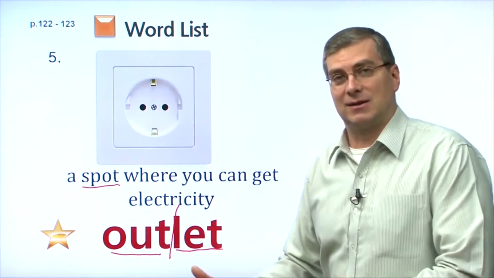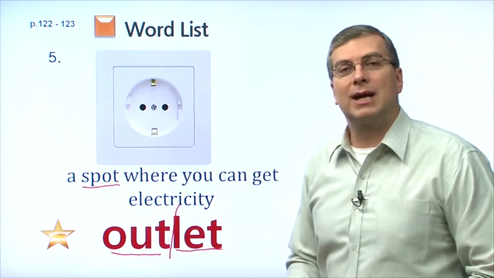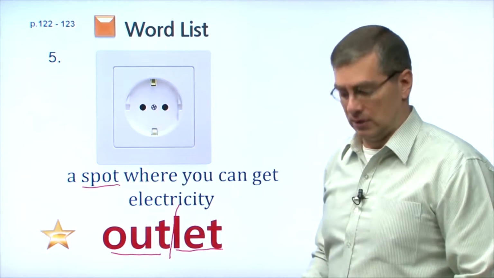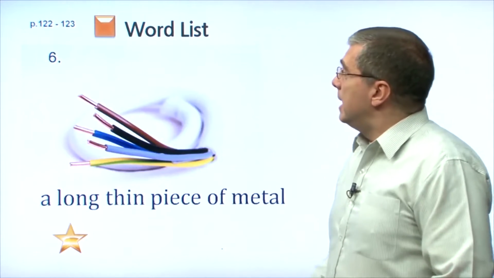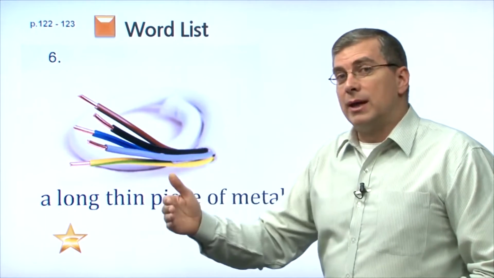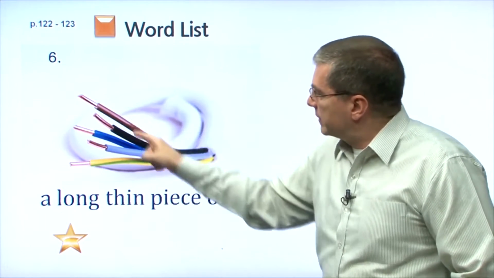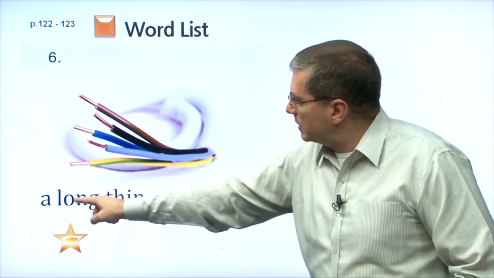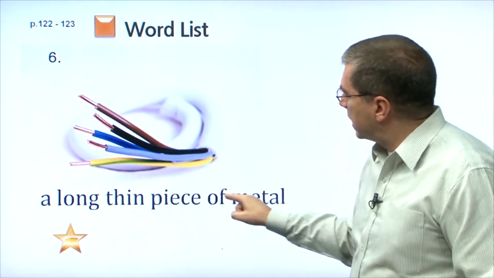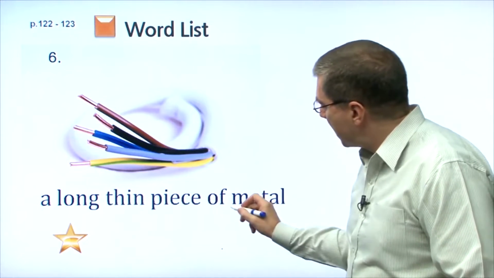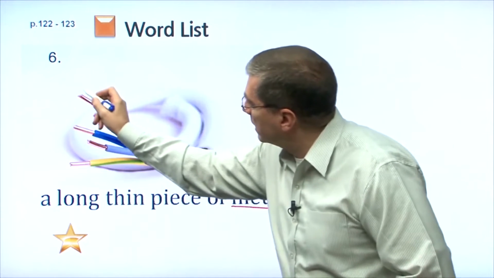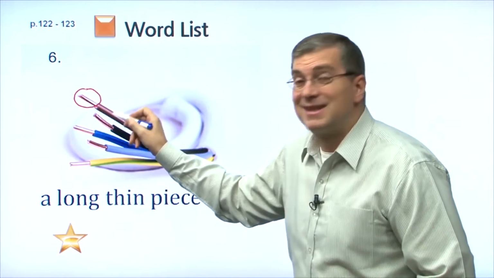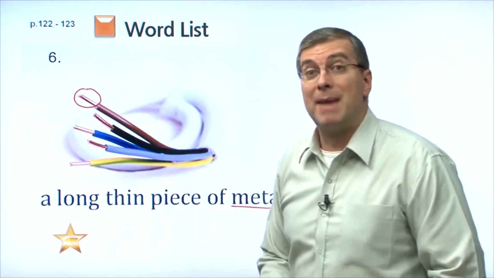It's an outlet. So this is where you can get your electricity. Okay? So that's very useful. Let's move on. Now, behind the outlet, we have these things. We're talking about the metal part here. This is a long, thin piece of metal. Metal. That's this part here. Not this part. This part is plastic. But inside the plastic is metal.